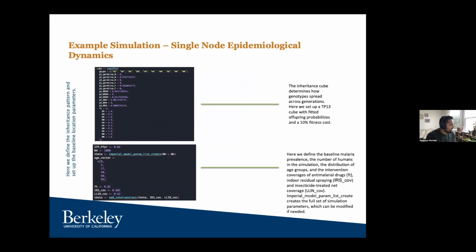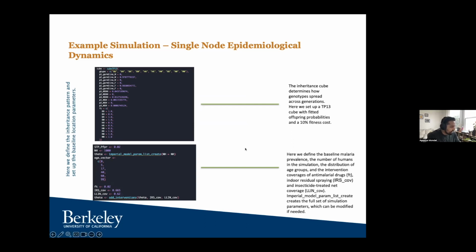And then the next step is setting up the baseline parameters for the simulation. So the cube, we instantiate the TP13 cube with a 10% fitness cost. So that's that FC parameter. And then the probabilities are the ones that are fitted to data. Not super important, but if you look at the documentation for whatever cube you're using, then you can see what parameters are required to instantiate that cube.